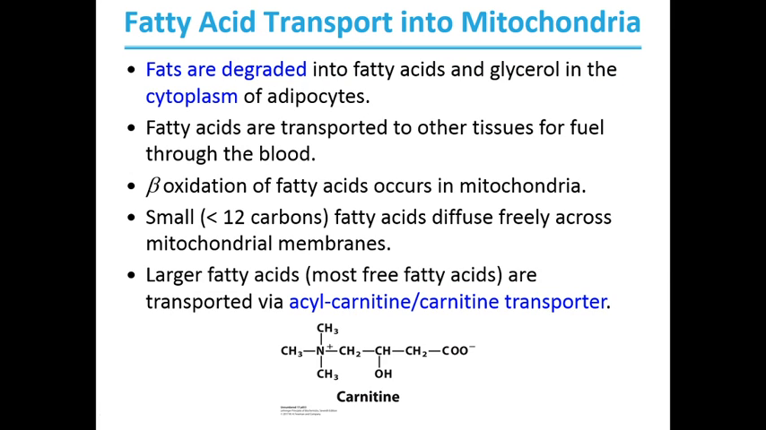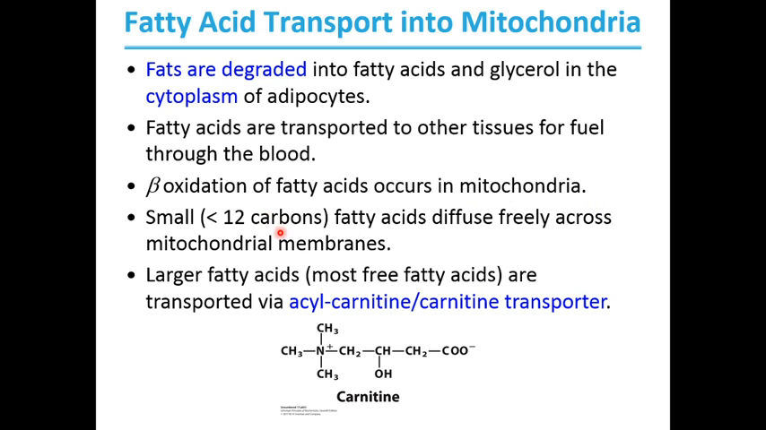This slide basically reiterates what I have said before. Fats are degraded into fatty acids and glycerol in the cytoplasm of adipocytes. We have seen this before, right? Fatty acids are transported to other tissues for fuel throughout the blood. And for fuel, you need to convert fatty acids to carbon dioxide, and electrons need to be released. We'll talk more about this a little later. So that process is called beta oxidation. Beta oxidation of fatty acids occurs in the mitochondria, like I said before.